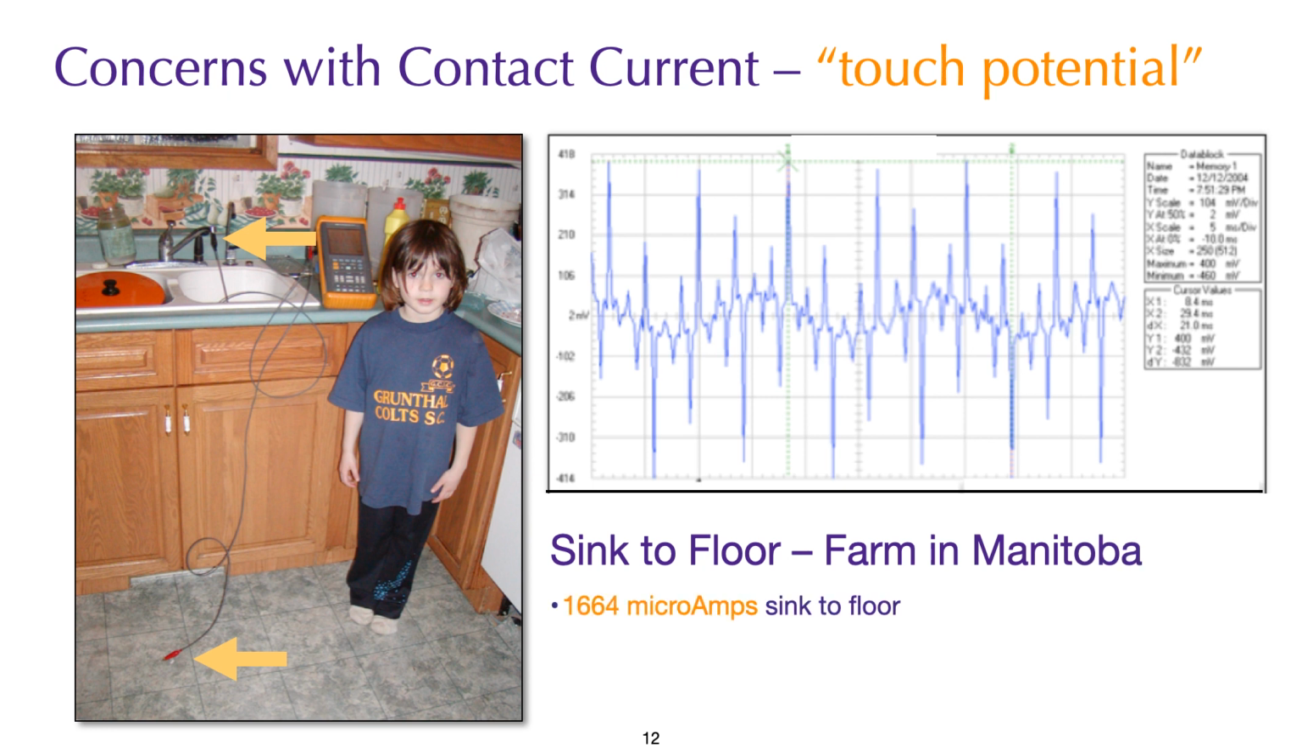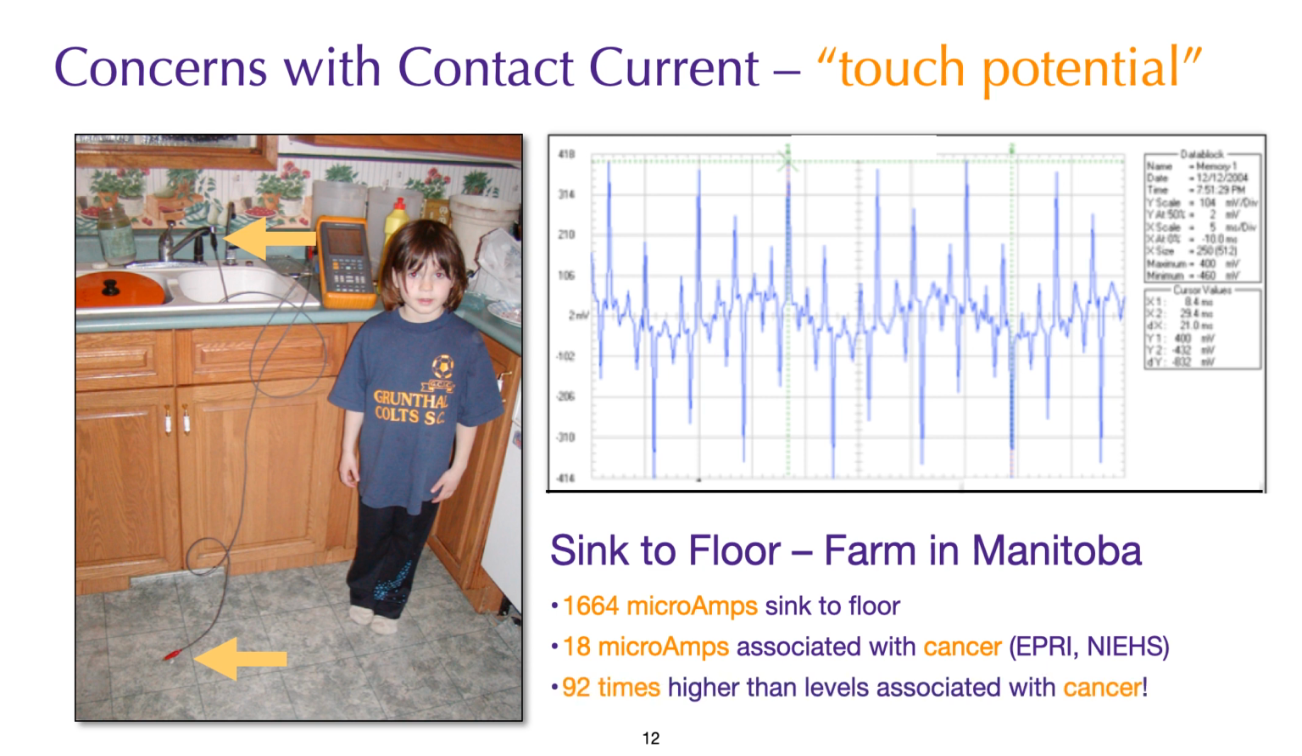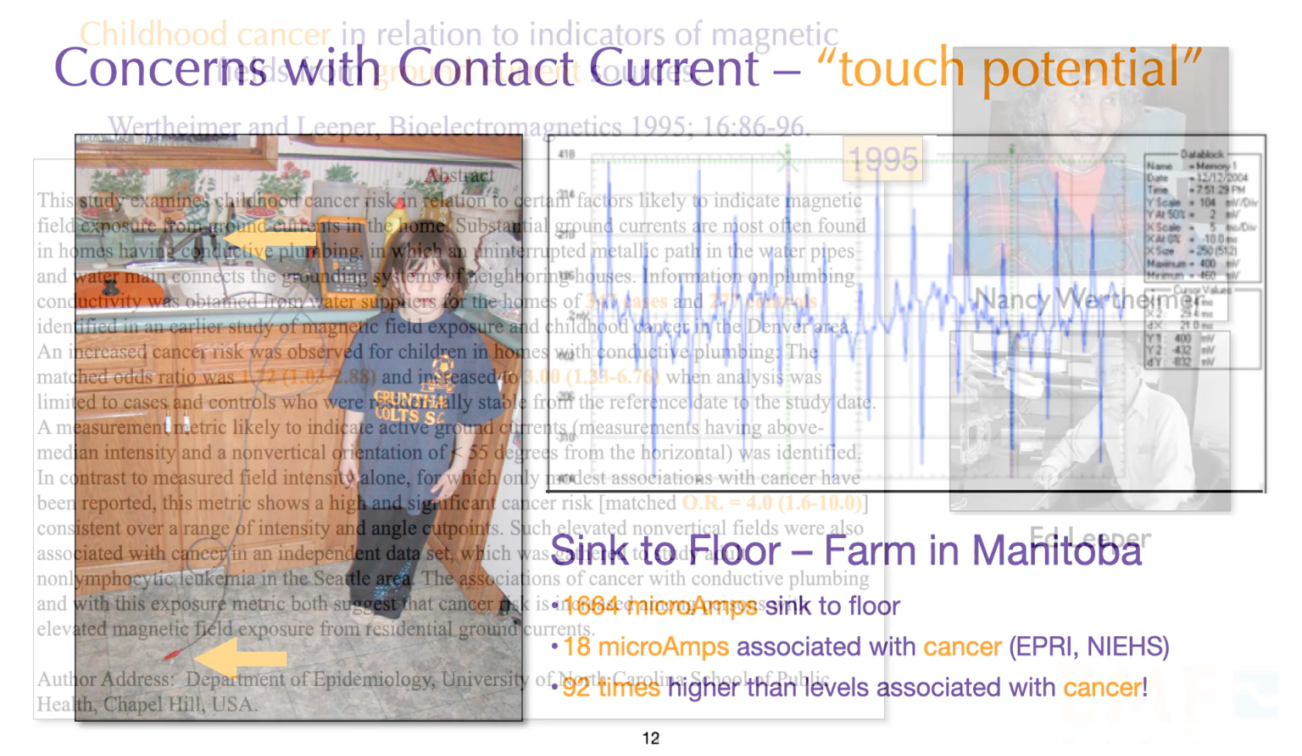1,664 microamps, sink to floor. 18 microamps have been associated with cancer. In this kitchen, the levels are 92 times higher than levels associated with cancer.